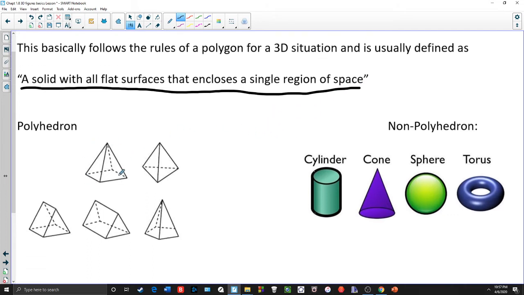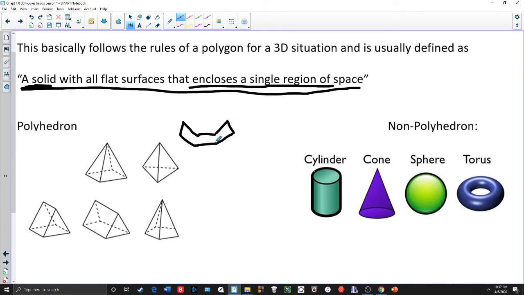So again, this is a polyhedron here. It has all flat surfaces, so flat all the way around. It encloses a single region of space, and this part here encloses a single region of space, and solid kind of means the same thing in that it's not open. So think about, like, if I had, I'm not going to be able to draw it, but let's say I had kind of like an open box, like here, and then here, and then here.